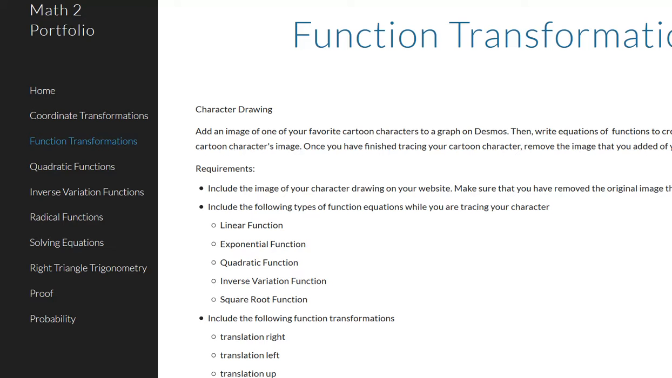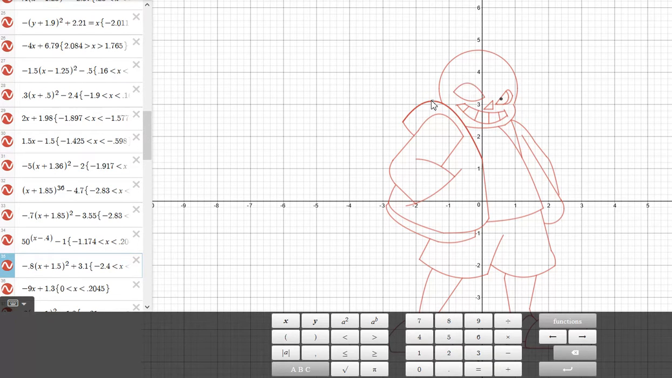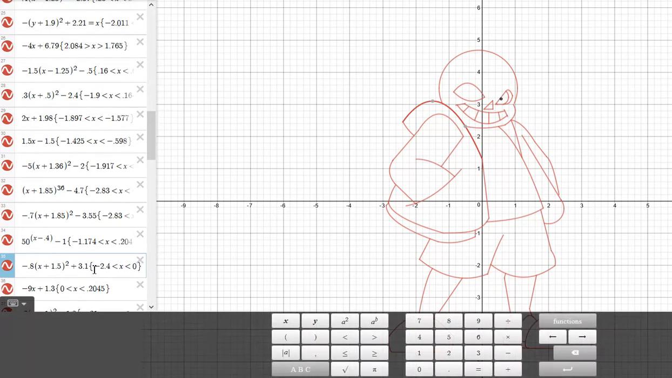Now an example of a quadratic function in this picture would be this, which has an equation of y = -0.8(x + 1.5)^2 + 3.1 with a domain of -2.4 < x < 0.